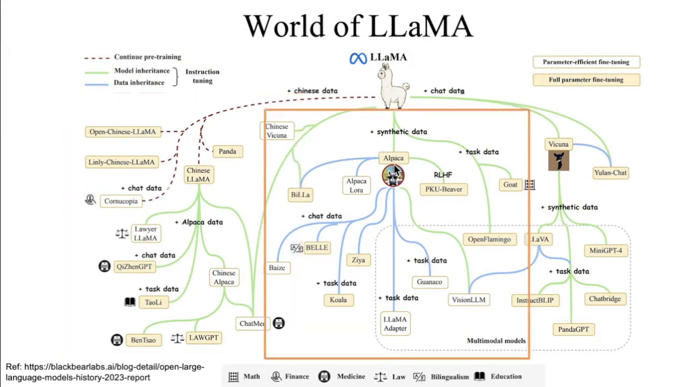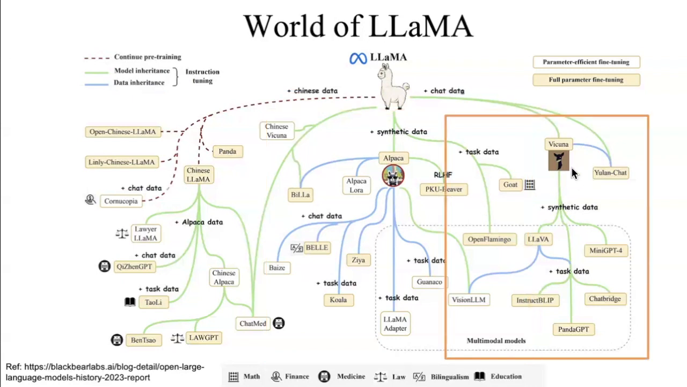Another branch is called the Alpaca model. I think Alpaca was released by Stanford, and it further fine-tunes the LLaMA model on a synthetic dataset. On top of that, it again has lots of branches, based on what data is continuously trained on: chat data, specific task data, and also reinforcement learning from human feedback.